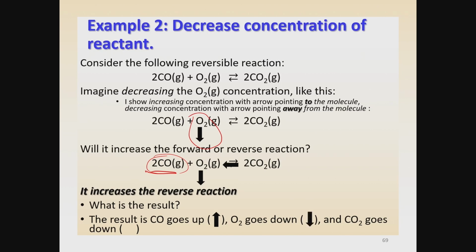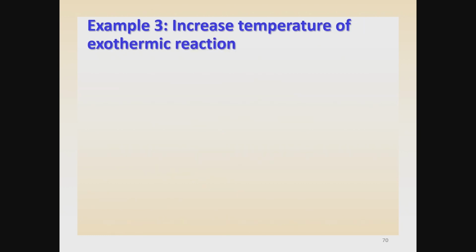And then what happens to the carbon dioxide? Well, if you're increasing the reverse reaction here, then you're going to take away carbon dioxide and it'll form carbon monoxide and oxygen, so that should go down. Okay, let's go on with the next example.